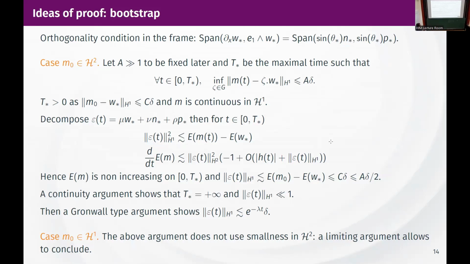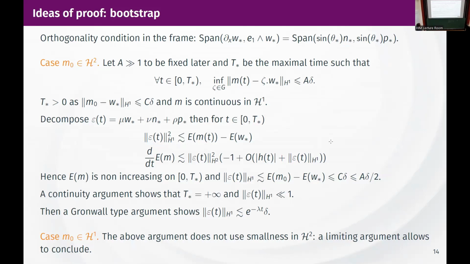So at initial time, you're delta close in the curly H1 norm. So you're C delta close in the H1 norm, the non-curly H1 norm. So it's independent of A. And so you can start. T star is non-zero. So then on this time interval, on 0 to T star, you decompose your magnetization.